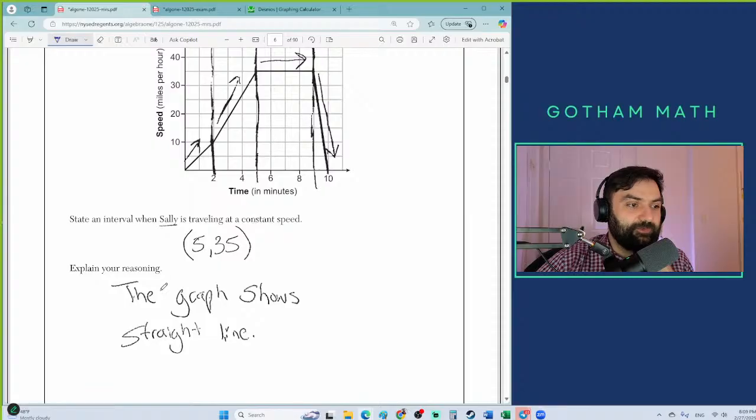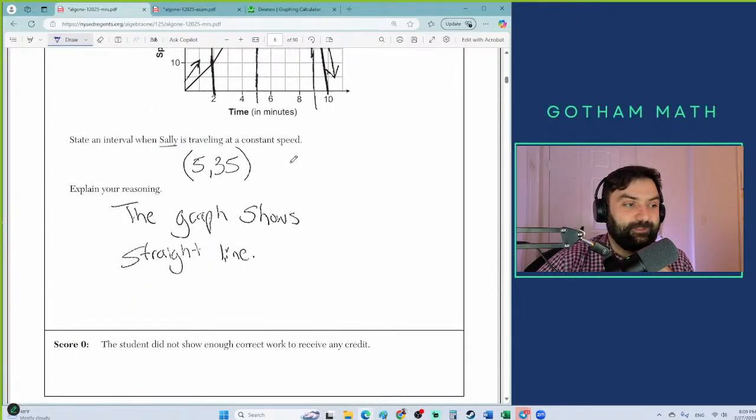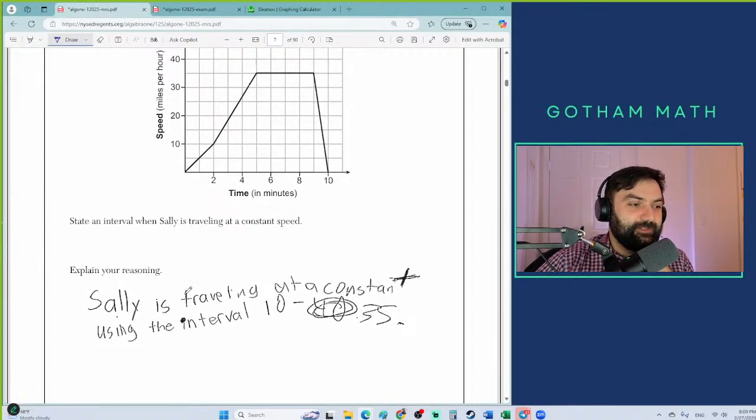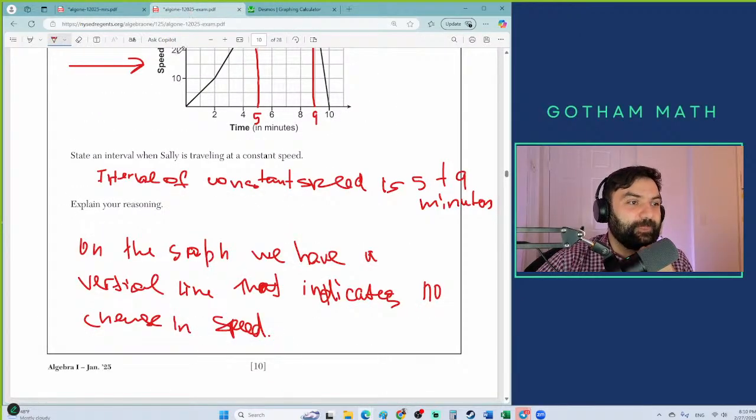The graph shows a straight line. I don't know. No. What is this? No answer. Cell is showing at the constant something using the interval 10. Yeah, that's. He tried. You know, that's what we say. He tried. Okay. All right.